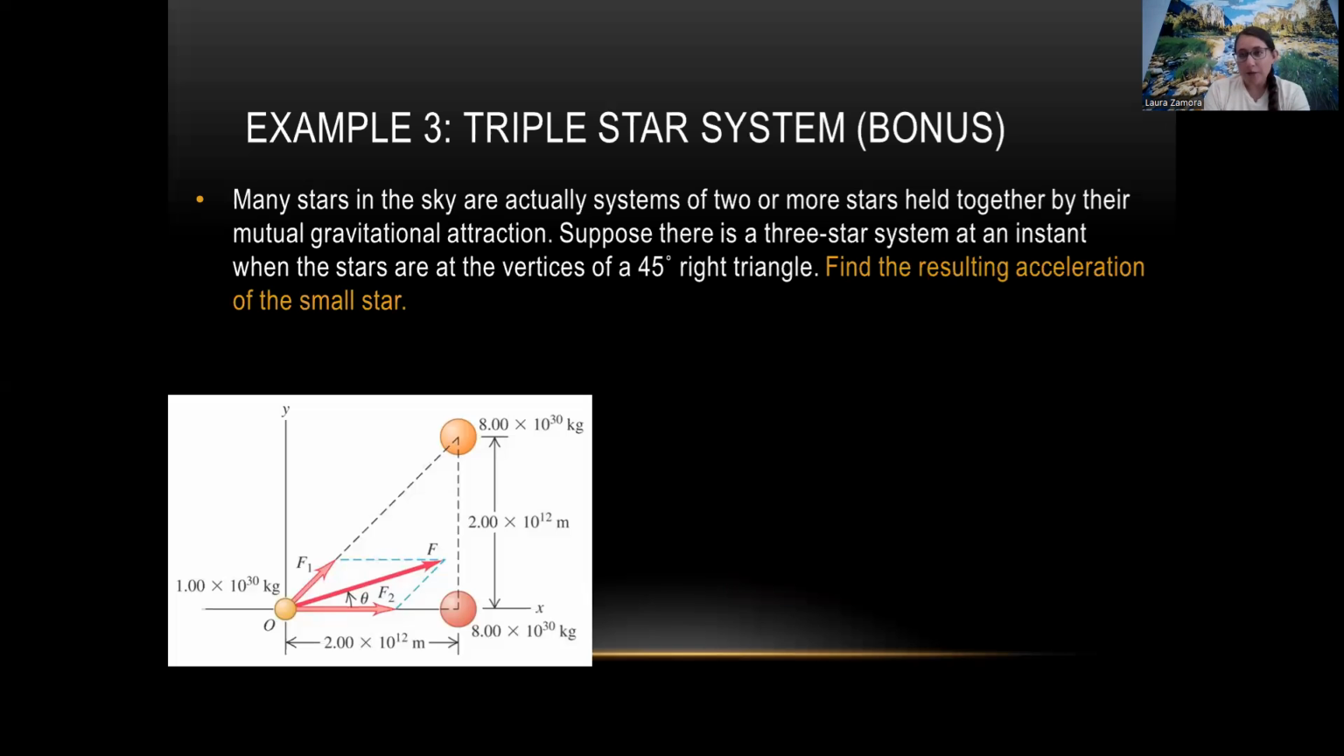So, bonus follow-up question for this example. Let's find the resulting acceleration of the small star. Right? So we know that there's a force of gravity on this star. That net force of gravity, or the total force of gravity that we just found, was 1.87 times 10 to the 26 newtons.